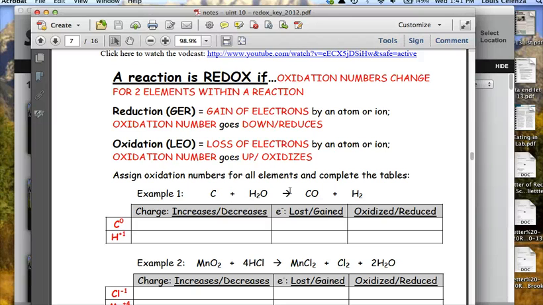Elements by themselves are going to be zeros. Oxygen's almost always a -2. Hydrogen's almost always a +1. And the oxidation numbers have to equal 0 in a compound. So let's go through and show you how to do a couple of these.